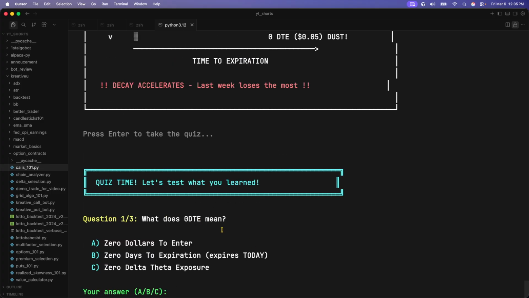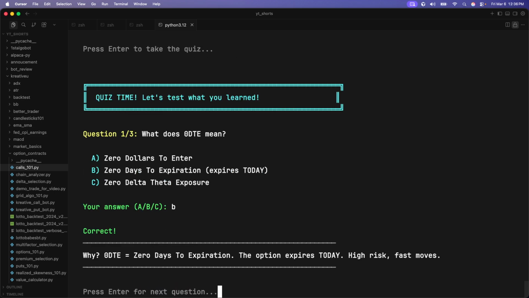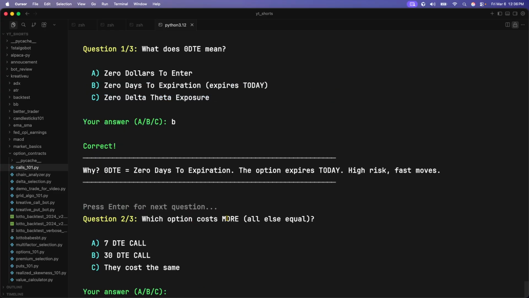So 0 DTE, what does that mean? Does it $0 to enter? I wish. I wouldn't be mad at that answer. Is it going to be 0 days to expiration? Expires today. That sounds familiar. Or is it going to be 0 theta exposure, right? So which option contract costs the most if all else is equal, right? Is it going to be 7 days to expiration, so weeklies? Or is it going to be monthlies, right?